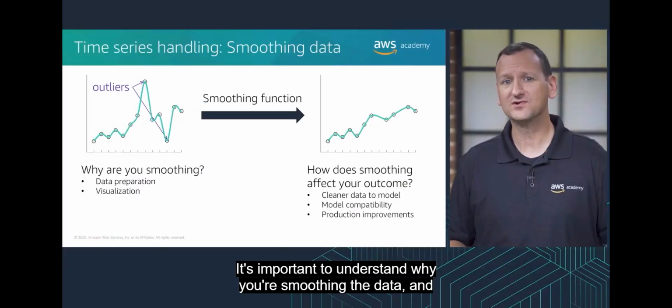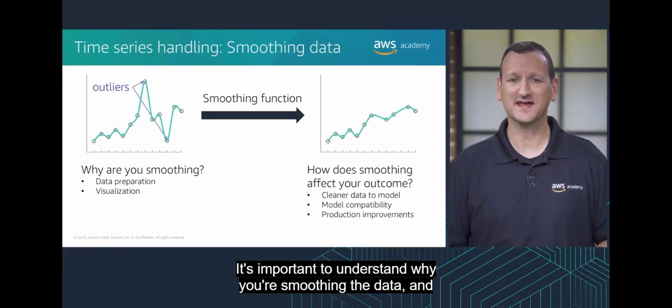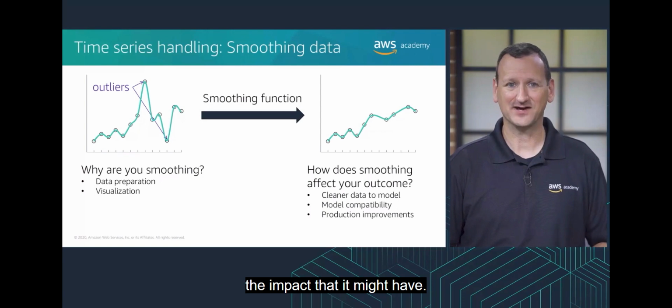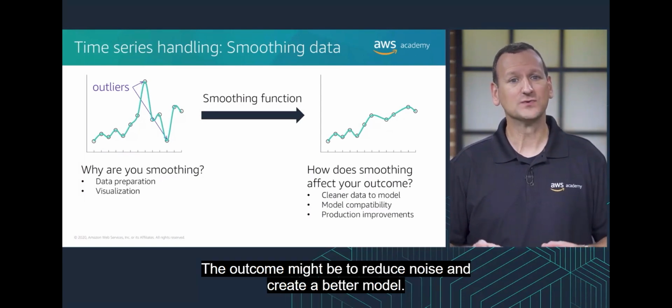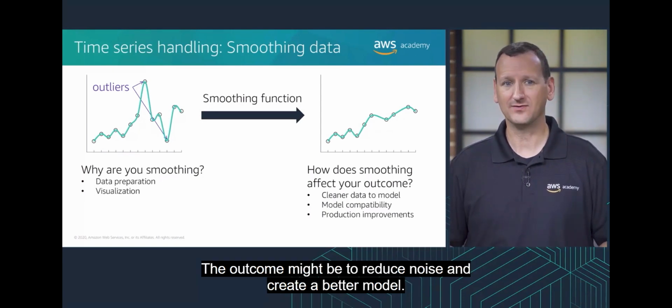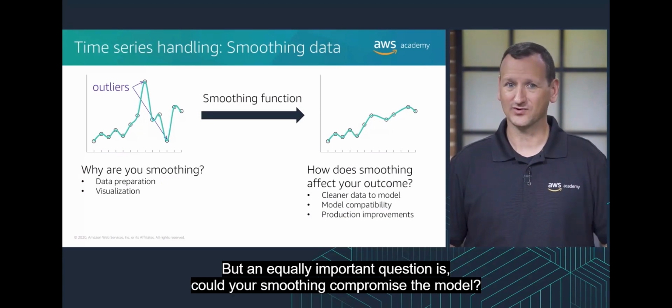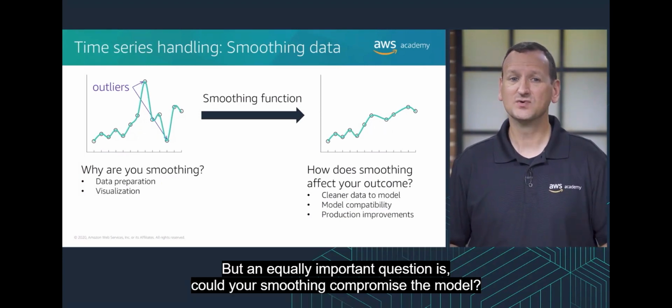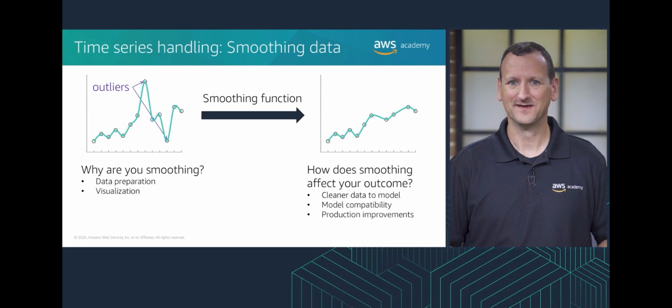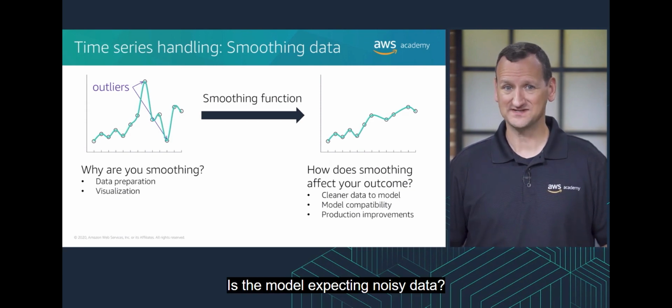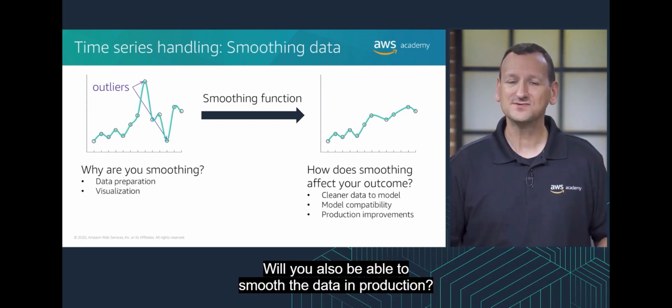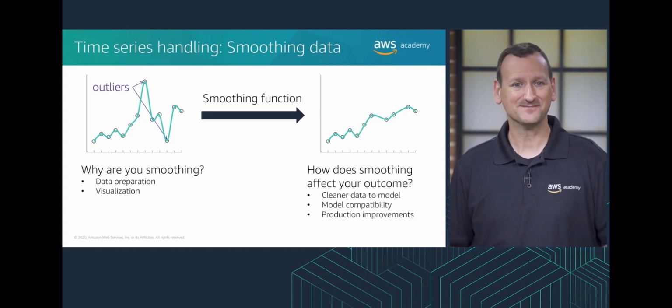It's important to understand why you are smoothing the data and the impact that it might have. The outcome might be to reduce noise and create a better model. But an equally important question is, could your smoothing compromise the model? Is the model expecting noisy data? Will you also be able to smooth the data in production?